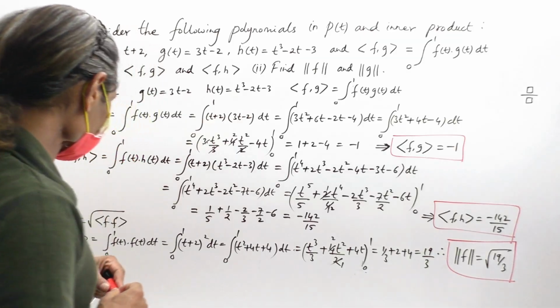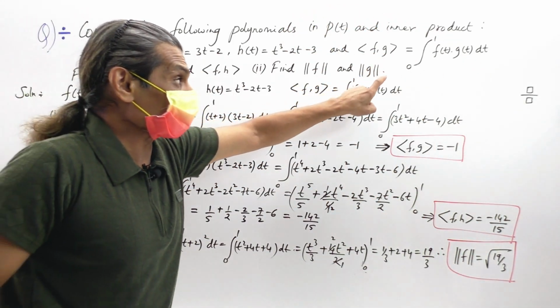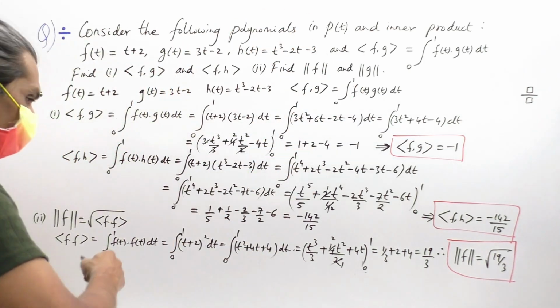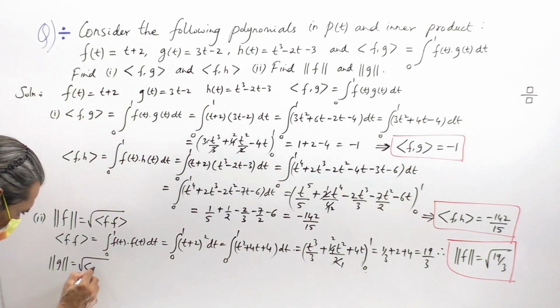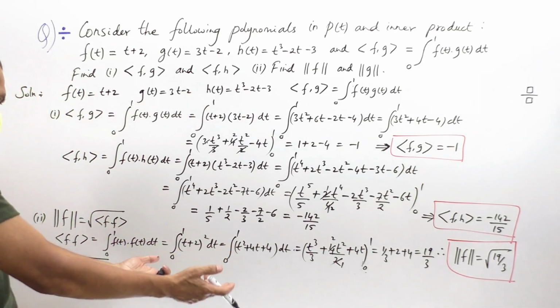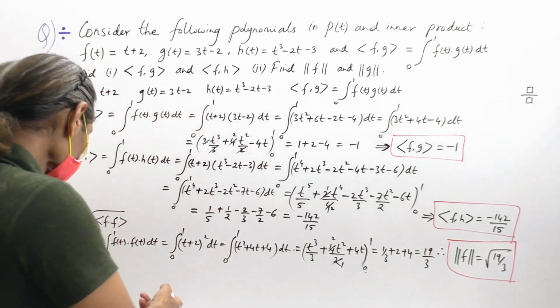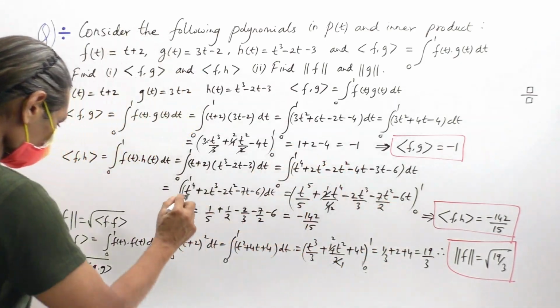Okay, now the next one remaining is, similarly, we have to find the norm or magnitude of g here. So how? Again, norm of g equals root of the inner product of g into g. Am I right? Because according to the standard formula, please memorize the formula, it's very simple. Norm of f is root of the inner product of f into f. So similarly, norm of g is the root of the inner product of g into g. That's it. So we'll find this first.